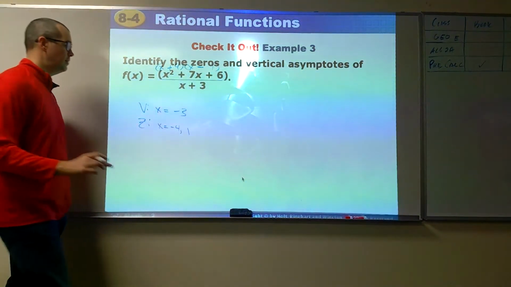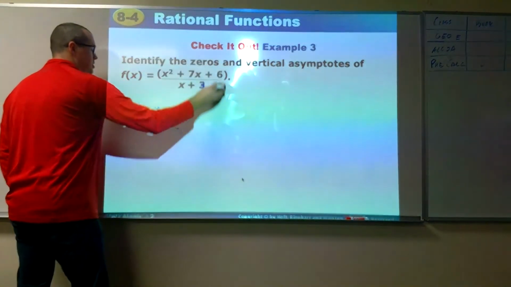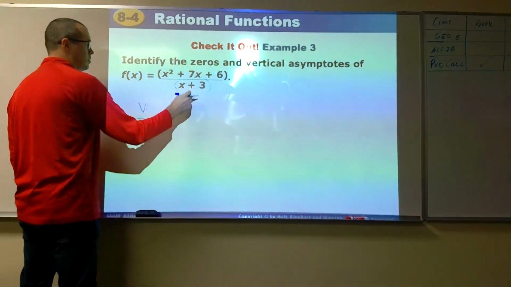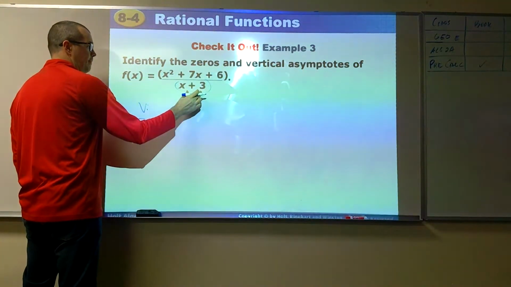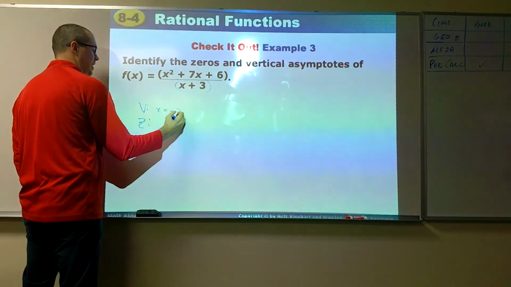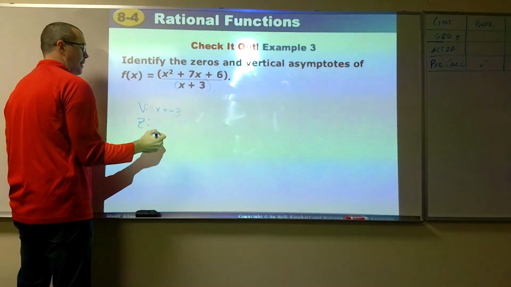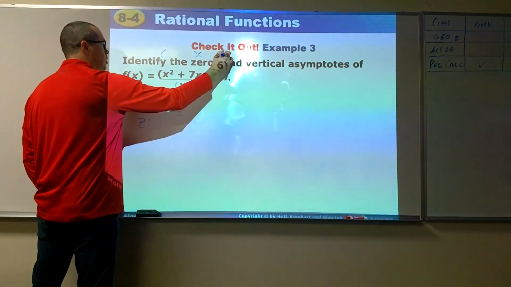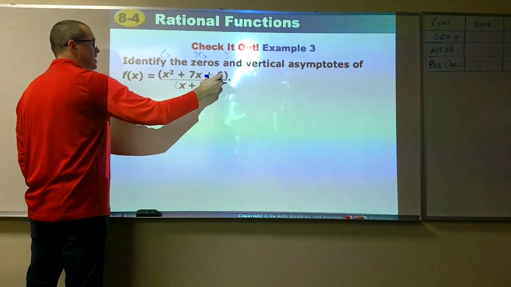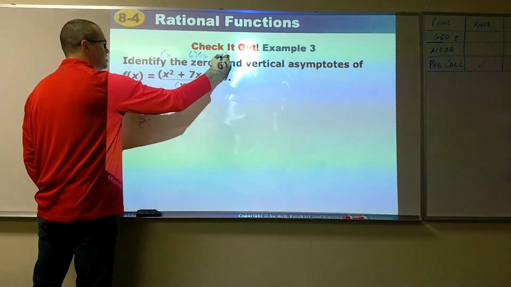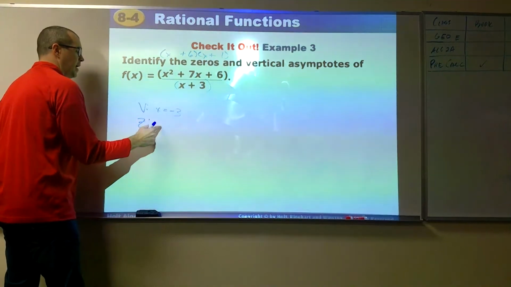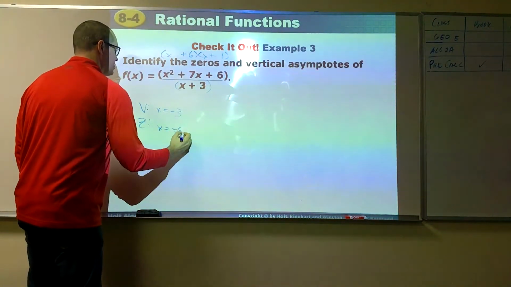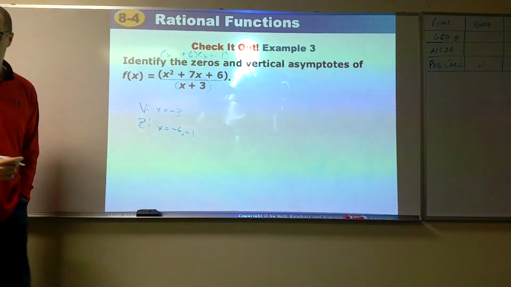Let's try another one. Zeros and vertical asymptotes. Well, vertical asymptotes again. Hey, it's the same. So that's x equals -3. And then zeros, so we've got to factor the top. What multiplies to 6 but adds to 7? Well, that's 6 and 1, both positive. But when we write them as zeros, we've got to write them as -6 and -1. Okay?